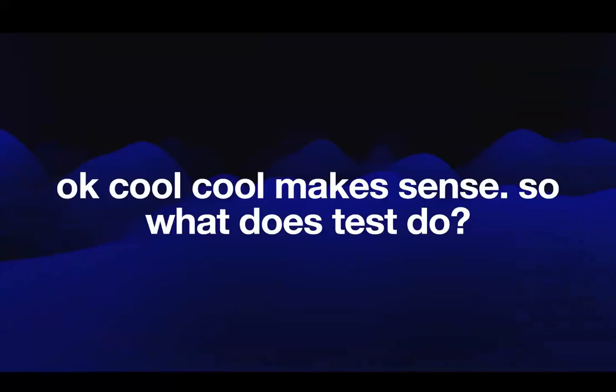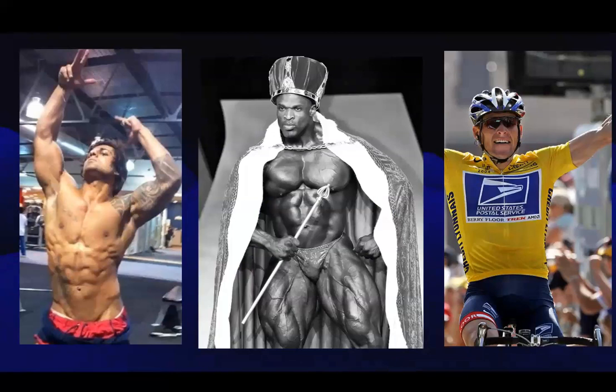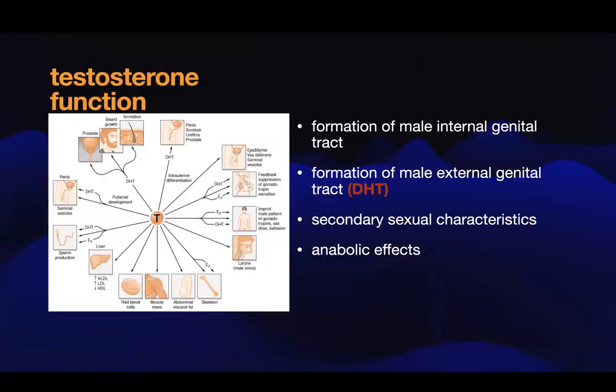So what does testosterone do? Now, obviously, we're very familiar with the doping and the sports related advantages of testosterone, right? But that's just a small aspect of their function. There are a lot of functions, but I want you to lump them into these four big categories. The first very important function of testosterone is the formation of the male internal genital tract. That's going to be your epididymis, your vas deferens, all those internal structures that we spoke about before.